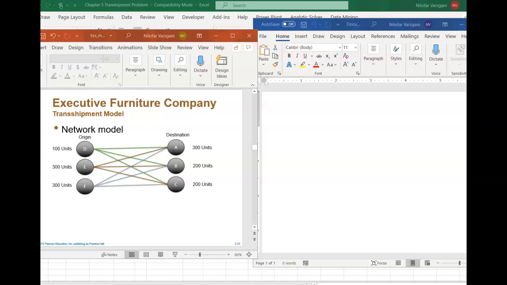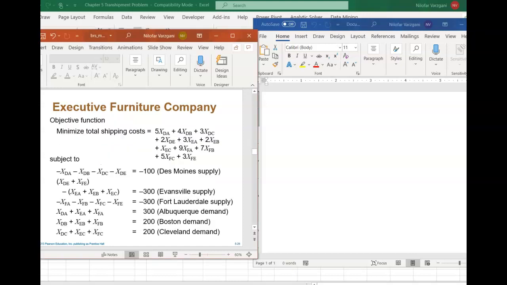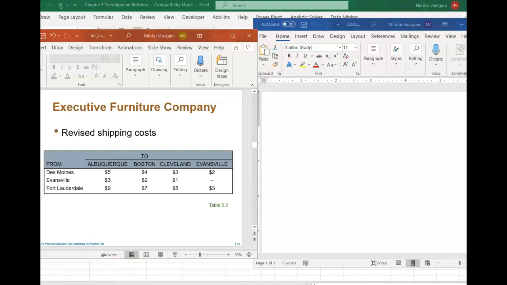Suppose that due to a special contract with an Evansville-based shipping company, it is possible for Executive Furniture to ship desks from its Evansville factory to 3 warehouses at very low unit shipping costs. These unit costs are so attractive that Executive Furniture is considering shipping all the desks produced at the other 2 factories, Des Moines and Fort Lauderdale, to Evansville, and then using this new shipping company. The revised unit shipping costs have been given to you in the table that you see in table 5.2.